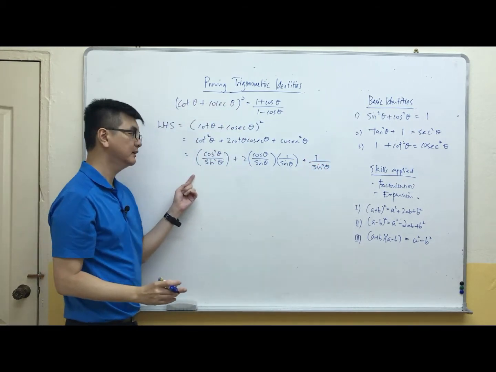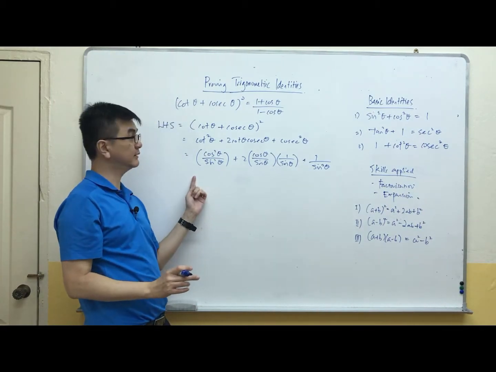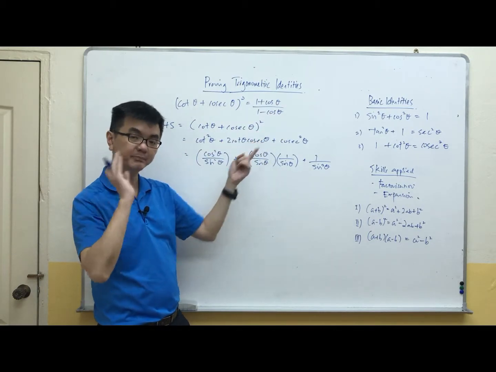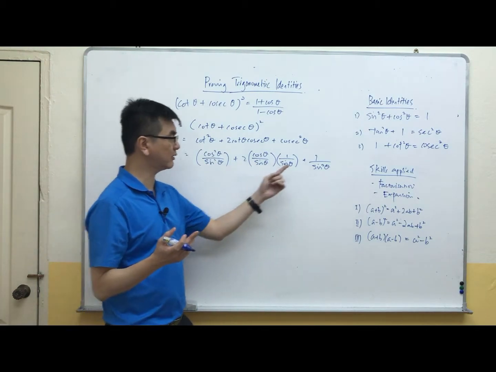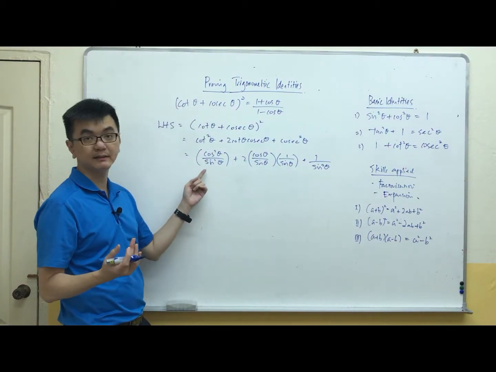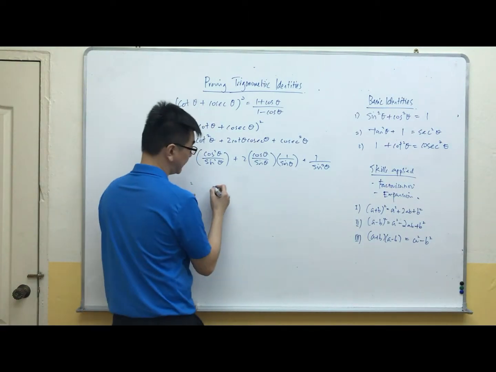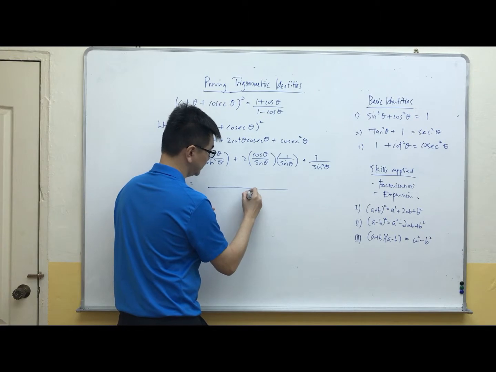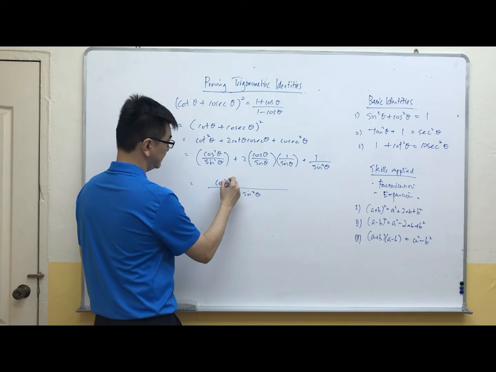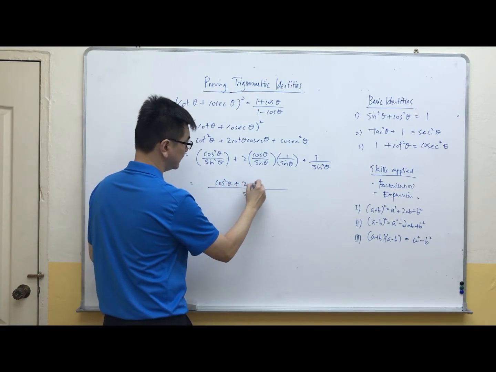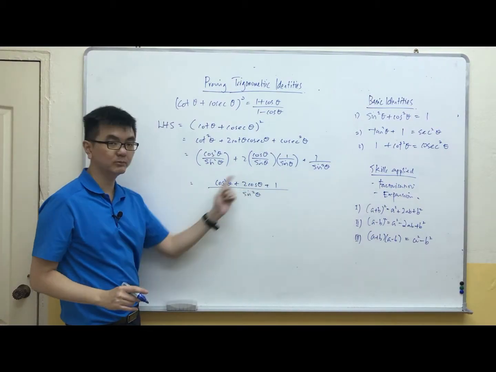In this case you realize I've got 3 fractions here. My target is a fraction, so we are in the right direction. And you also realize that the denominators for these 3 fractions are actually the same, sine square theta. So I can combine the 3 fractions together with a common denominator of sine square theta, and I've got cosine square theta plus 2 cosine theta plus 1 as the numerator.